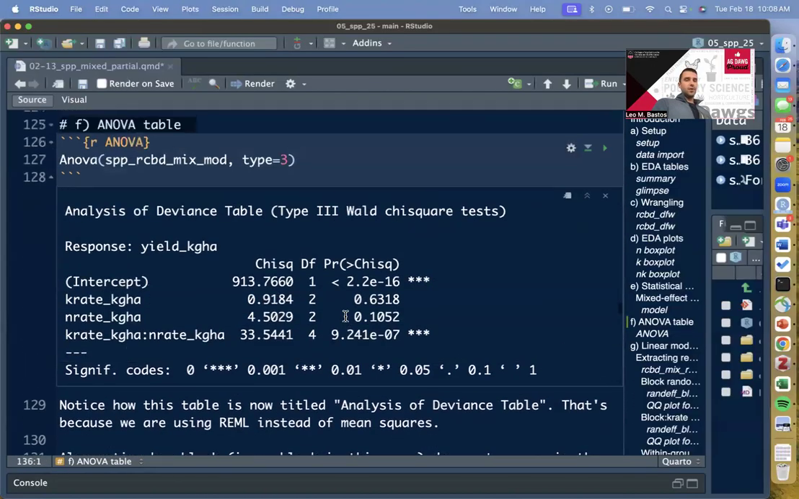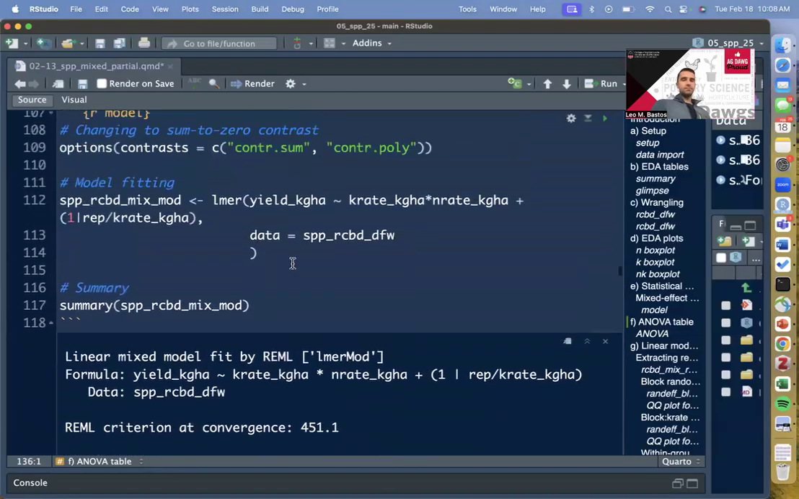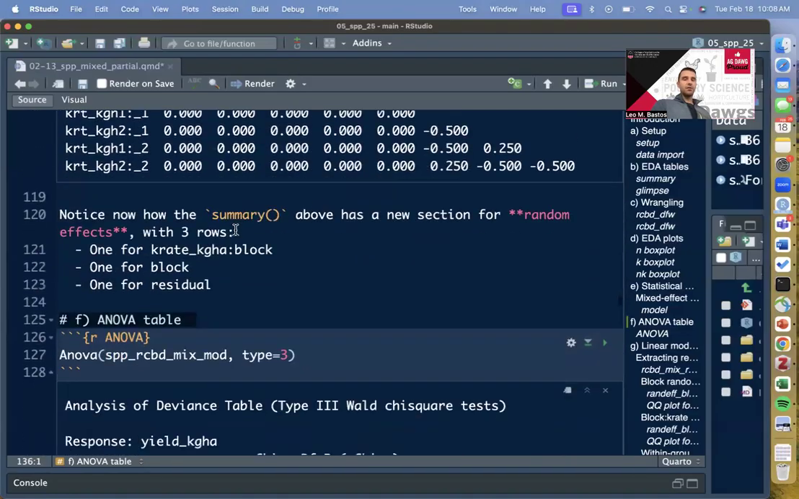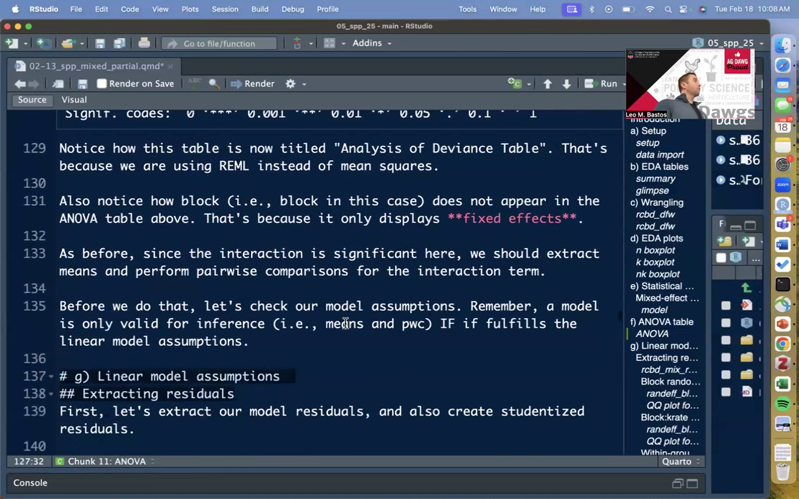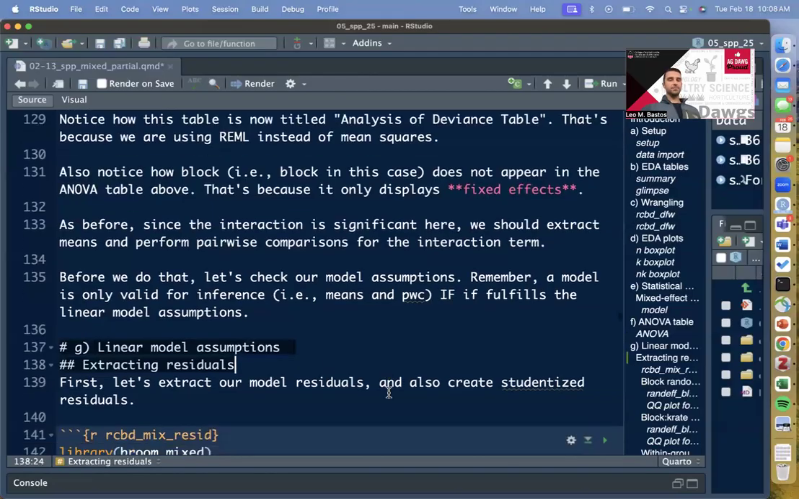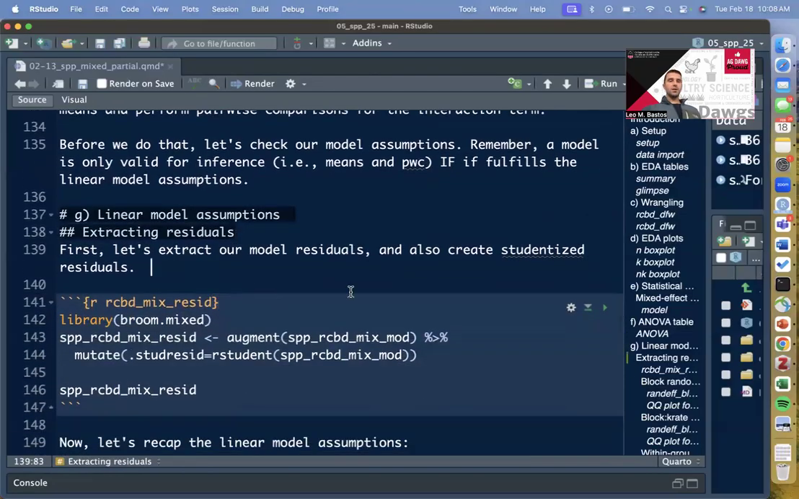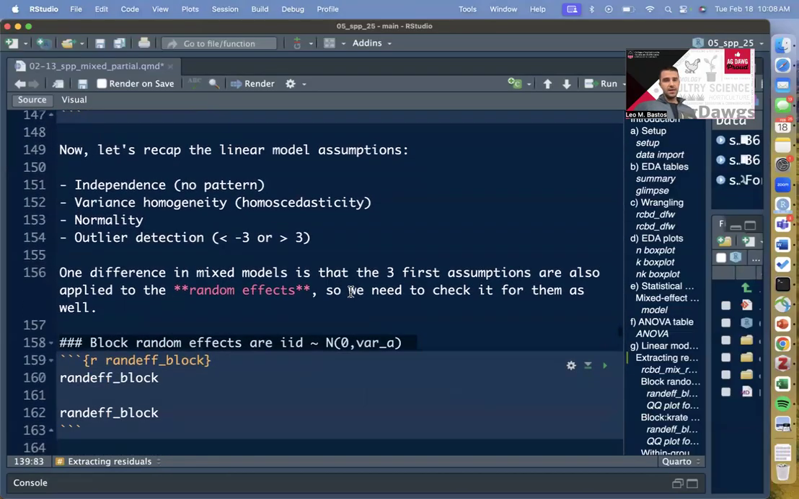All right, so we ran our model here. We checked our ANOVA table to see what was significant. Now, before we go ahead and use this model to get means and pairwise comparisons, we always need to check for model assumptions. Remember that. That's always a key step. So here, we're going to first extract the model residuals. And I think, let's see, we're going to do that in 2 different ways.